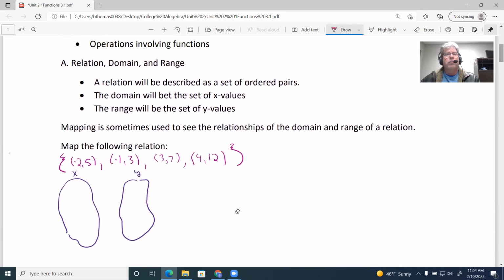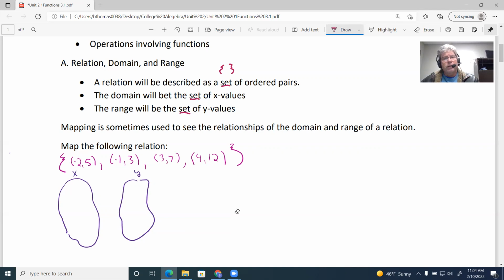So first off, domain, range, and relation. Let's first look at this word relation. A relation will be described here as a set of ordered pairs. So notice how we have this word set. That's when we use these braces. So a relation will be described as a set of ordered pairs. And we talked about ordered pairs last time in graphing lines. The word domain, what it will represent is the set of x values. And the range will be the set of y values.